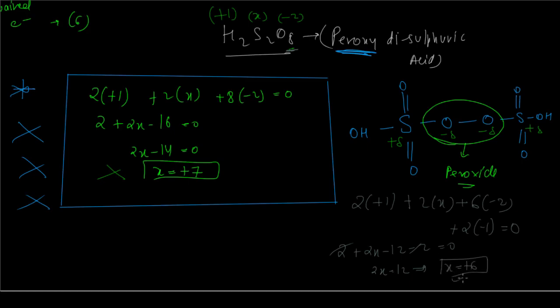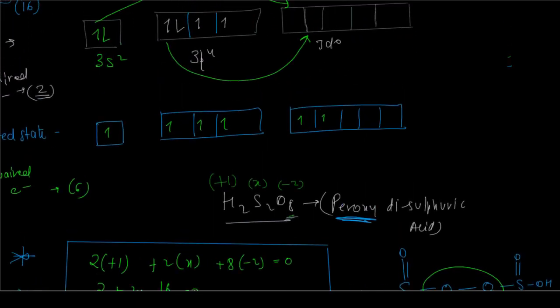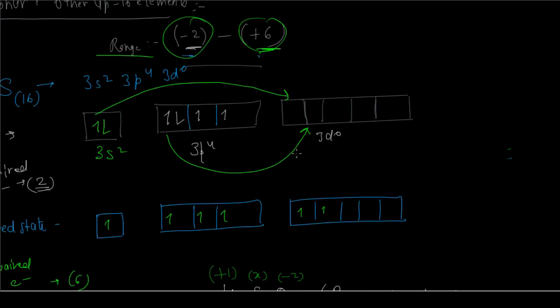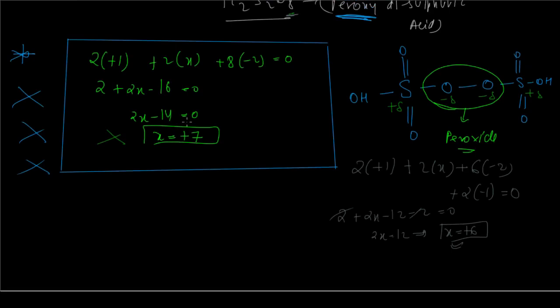And this comes under our range, which is from minus 2 to plus 6. Clear? So it's coming under the range. That means this answer is correct. This method is correct. Clear?